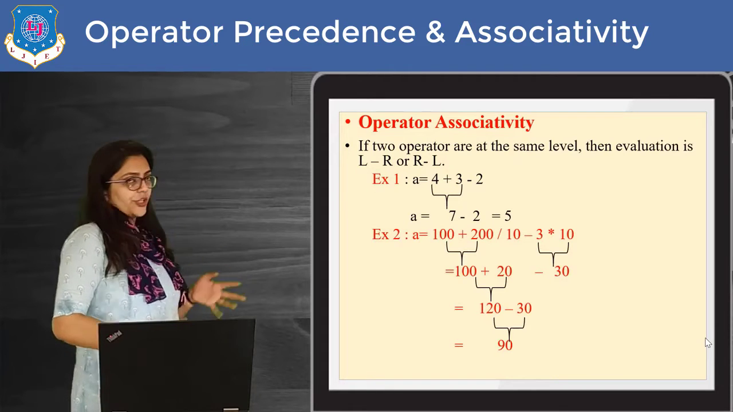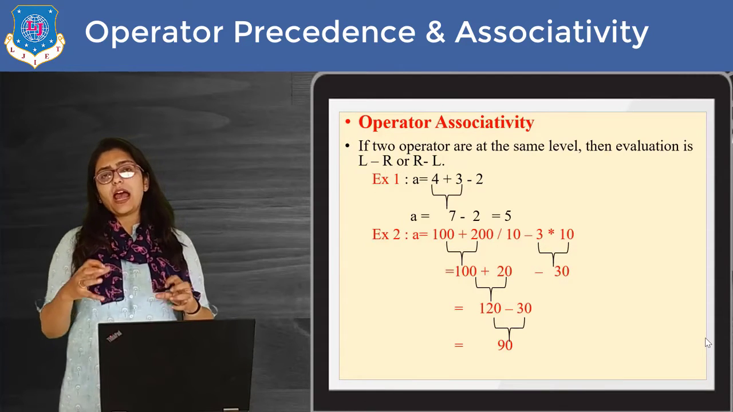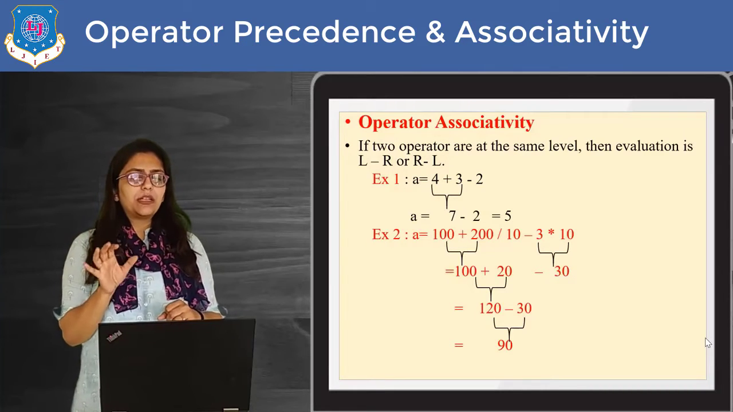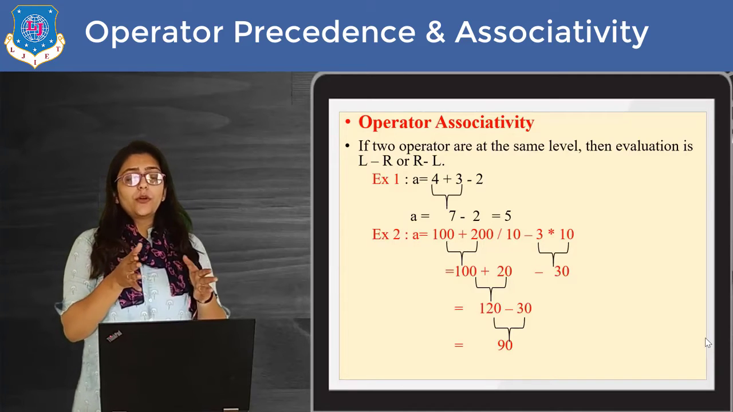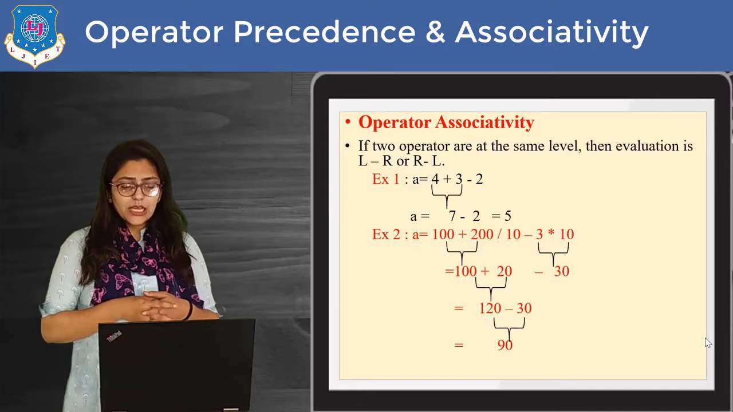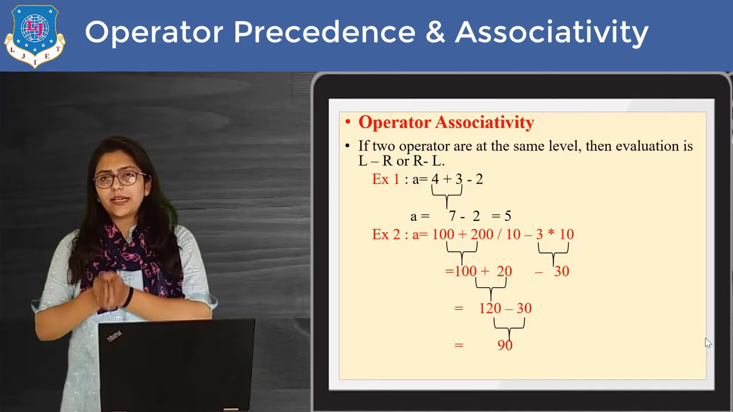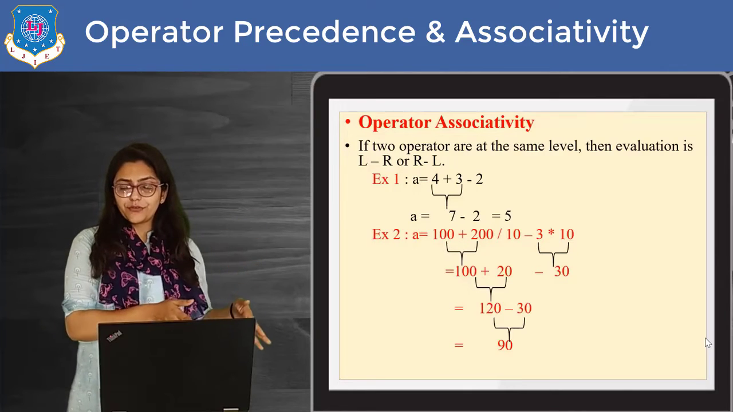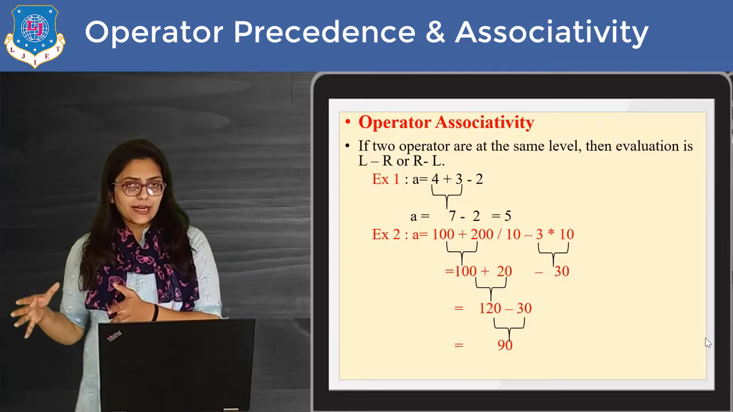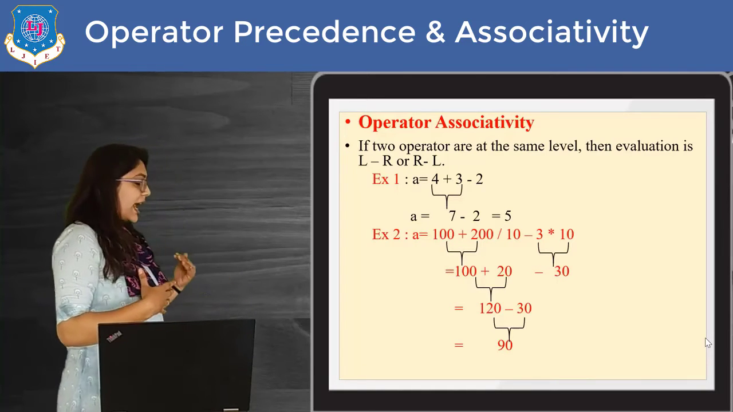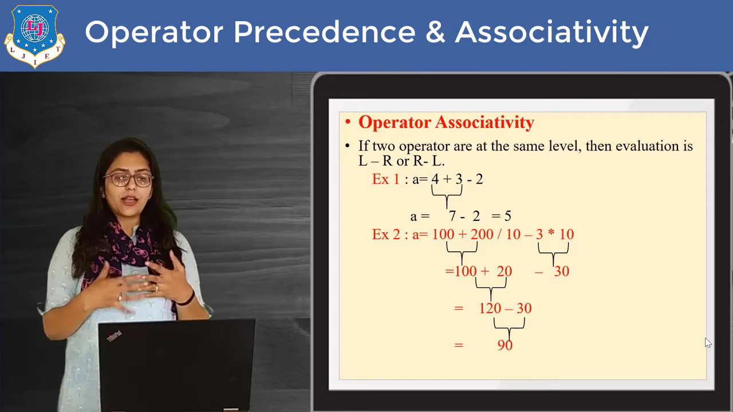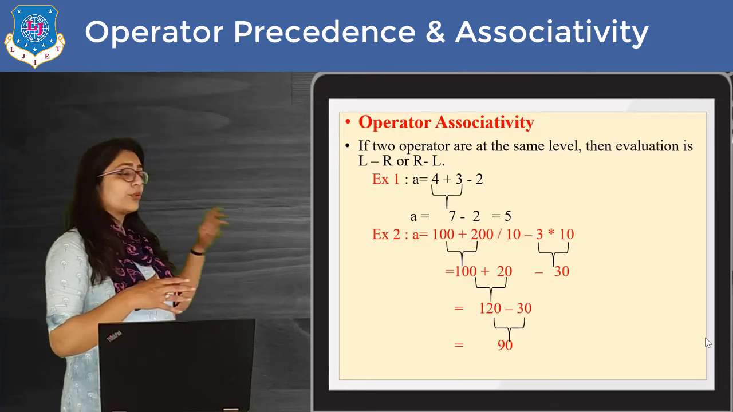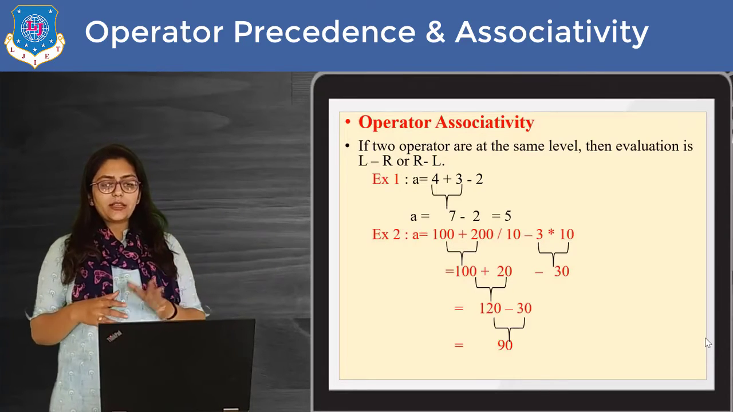Now what about the associativity? Suppose I have two operators, say 4 plus 3 plus 2. So plus has similar priorities, right? So which should be evaluated first? Say you have 8 divided by 3 divided by 2. Which operation should be performed first, the left side's operator or the right side's operator? That is decided by the associativity. Associativity is nothing but, if two operators are at the same level, then the evaluation is done from left to right or right to left. You can see the example over here.